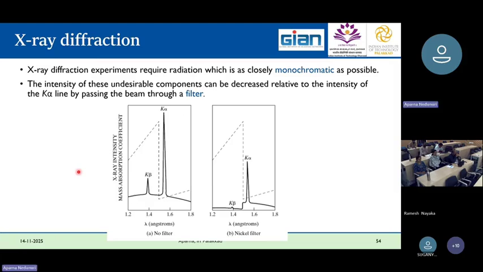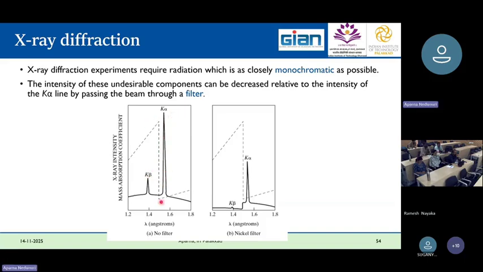But we have seen that the X-ray intensity peak is a continuous peak, right? Continuous peak means you have several wavelengths that are satisfying over there. It means it is a polychromatic one. But we don't require a polychromatic wave for X-ray diffraction experiments. For X-ray diffraction experiments, we need a monochromatic wave as much as possible. To get a monochromatic wave, we have to remove either one of these. Either we have to eliminate K beta or eliminate K alpha.